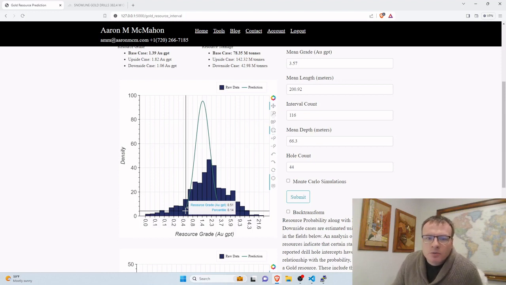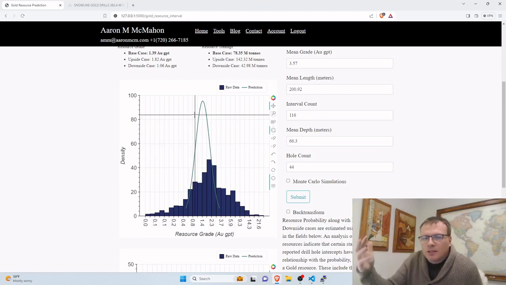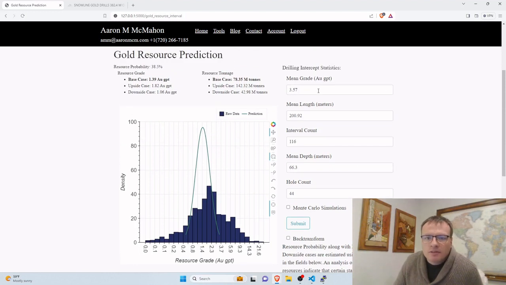This green line is the predicted uncertainty about resource grade when using this information in these fields. It's a much tighter distribution because we have all this information. We're starting to paint a picture of where the resource is going to land, and this distribution represents where we think this resource is going to end up. You can interrogate this line by moving the cursor over it.